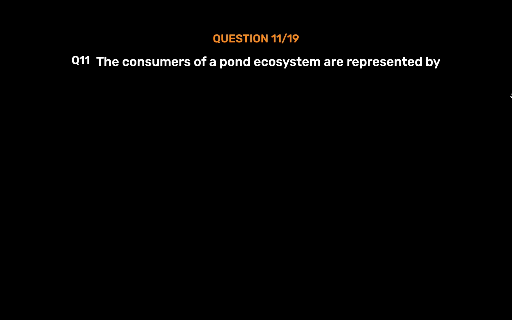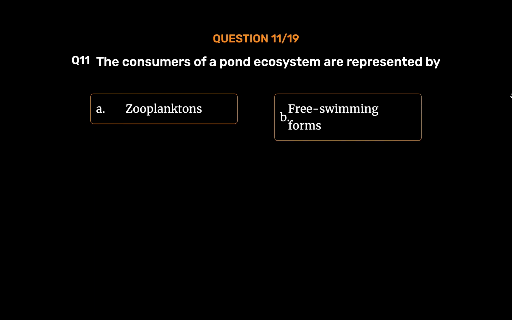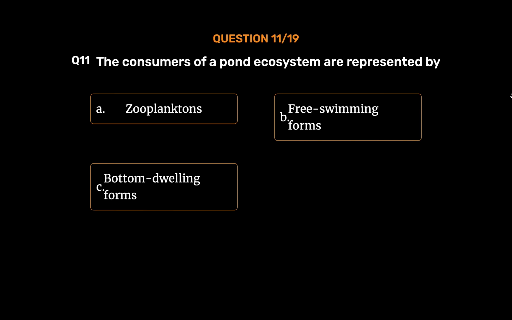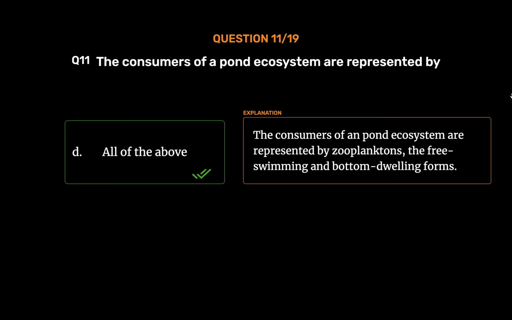Question number 11. The consumers of a pond ecosystem are represented by Option A. Zooplanktons. Option B. Free-swimming forms. Option C. Bottom-dwelling forms. Option D. All of the above. The correct answer is Option D. All of the above. The consumers of a pond ecosystem are represented by zooplanktons, the free-swimming and bottom-dwelling forms.